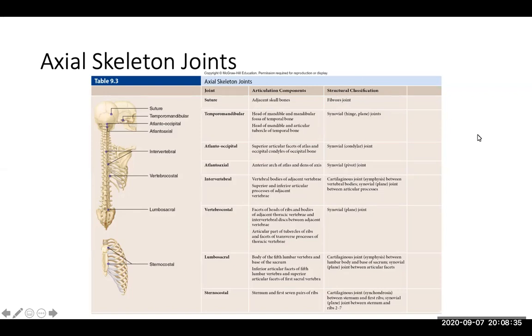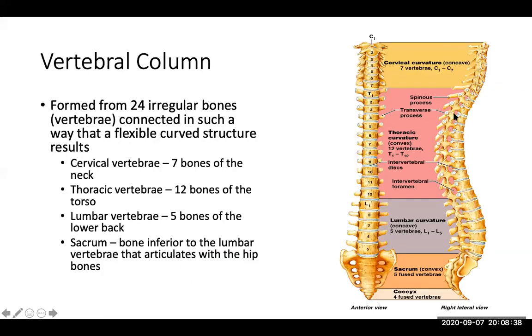and how we structurally classify them. The vertebral column is then formed from 24 irregular bones connected in such a way that a flexible curved structure results. So you can see this is a normal curve in the vertebrae. We have a cervical curvature, and then a thoracic curvature, a lumbar curvature, and a sacral curvature. And this type of curvature is important because it allows human beings to walk upright on 2 legs. Because of the curvature, it allows them to hold the weight of the body correctly.